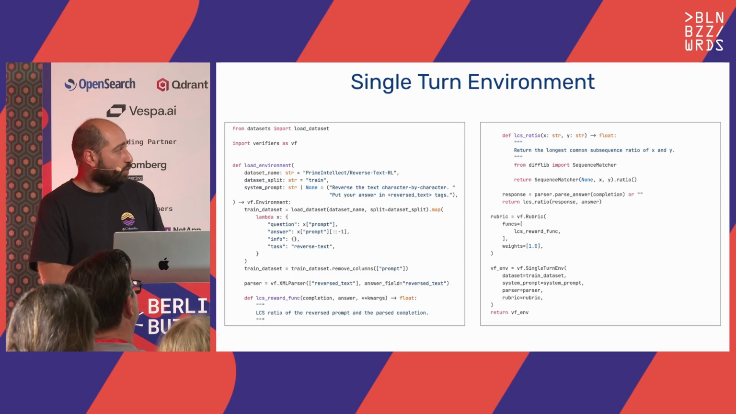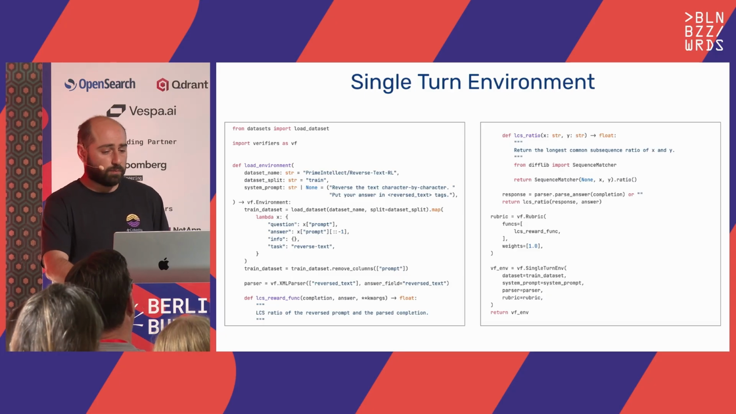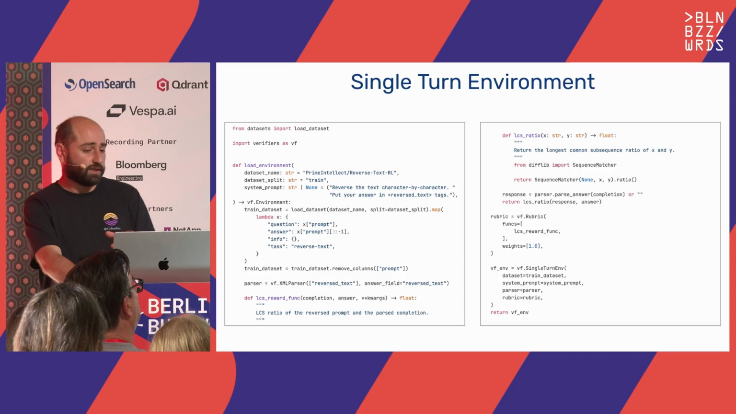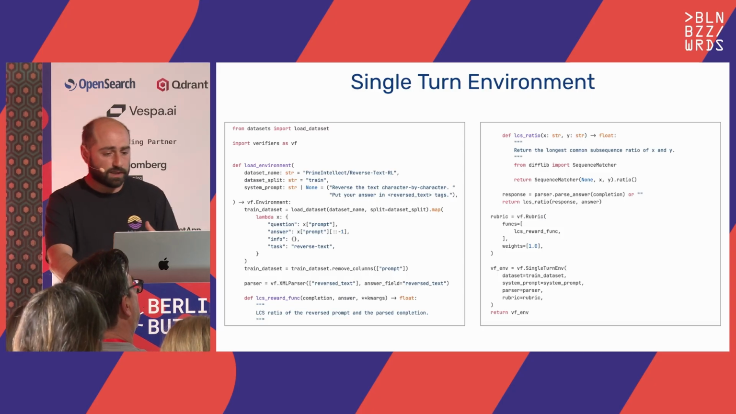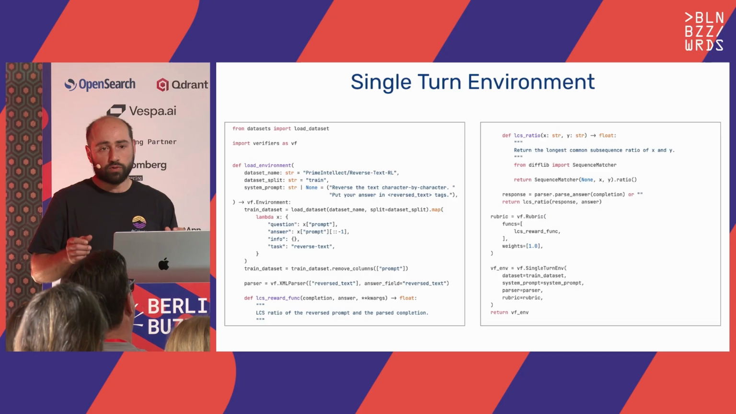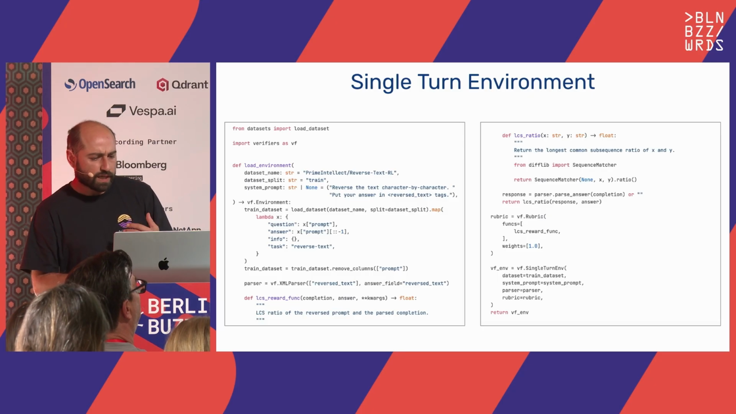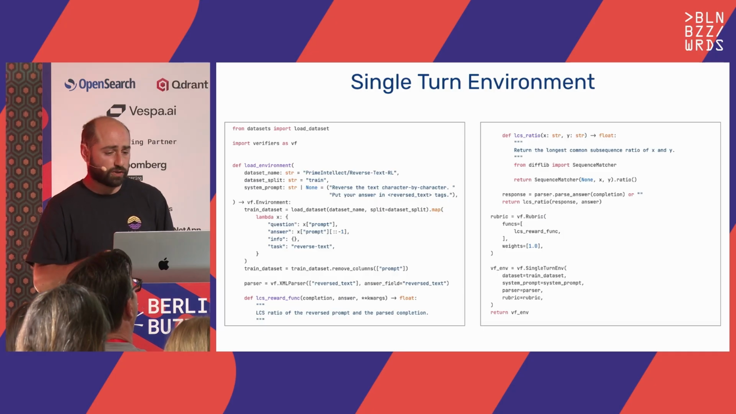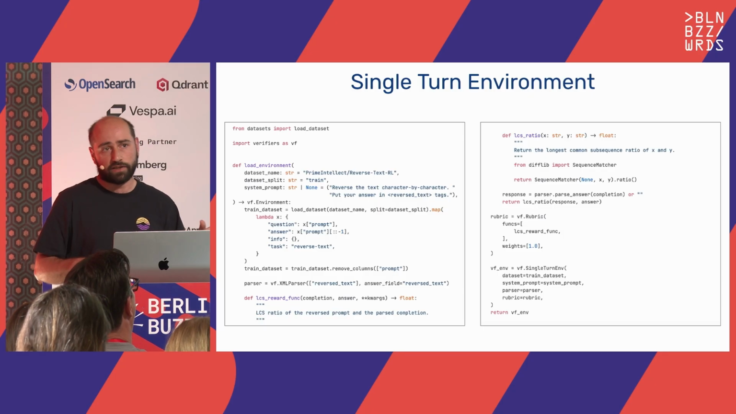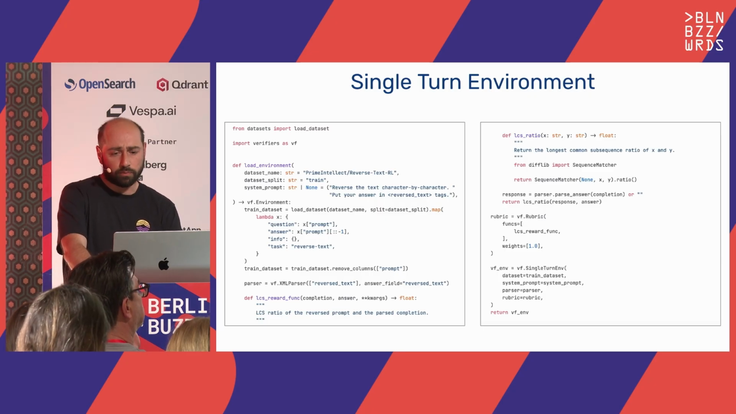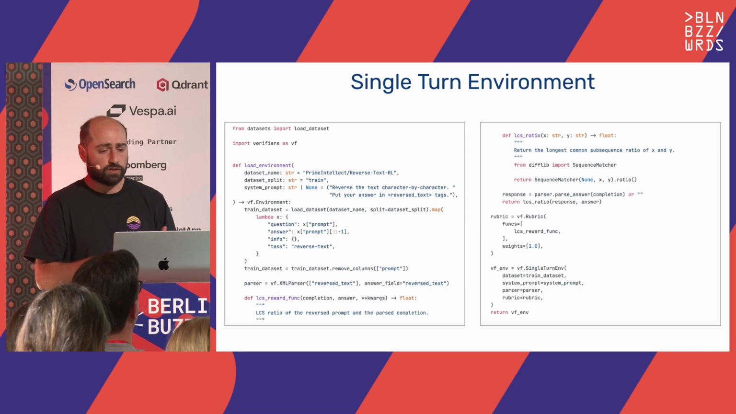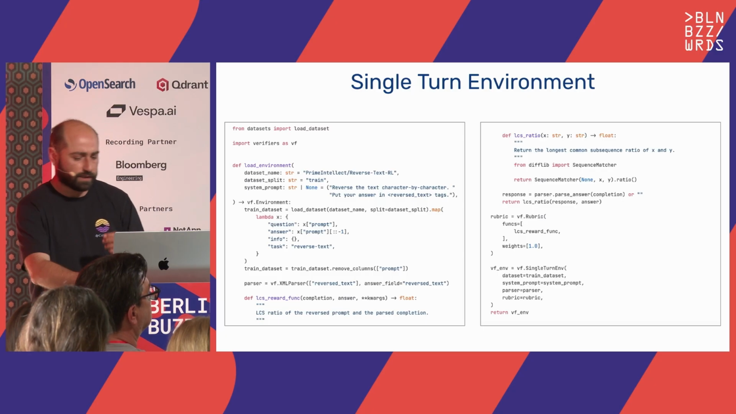We define an XML parser because in the system prompt we indicate that we want our model to put the reversed text into reversed text XML tags. And we then define a reward function that compares the model response with the ground truth answer, and it computes the longest common subsequence ratio. Then this reward function is bundled into a rubric, and then our environment is done.